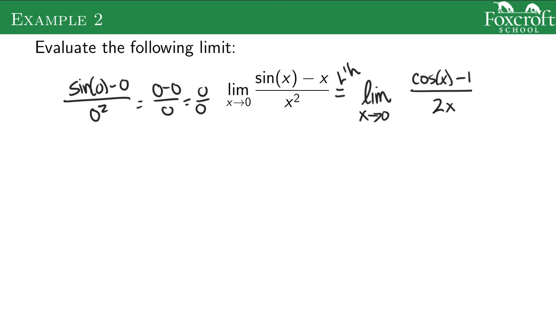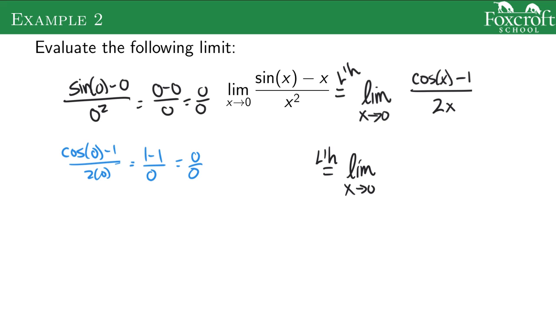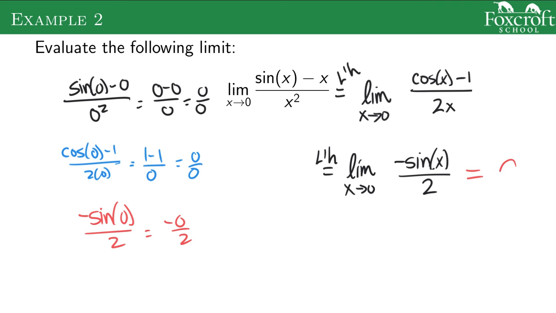Now I try to plug in 0 again after I do L'Hopital's rule. Cosine of 0 is 1, 2 times 0 is 0, and I get 0 over 0 again, which means now I have to do L'Hopital's rule again. So I just keep doing it until I don't get 0 over 0 anymore. My derivative of cosine is negative sine, and the derivative of 2x is 2. Now I plug in 0 into that, and sine of 0 is 0. So my final answer is 0.